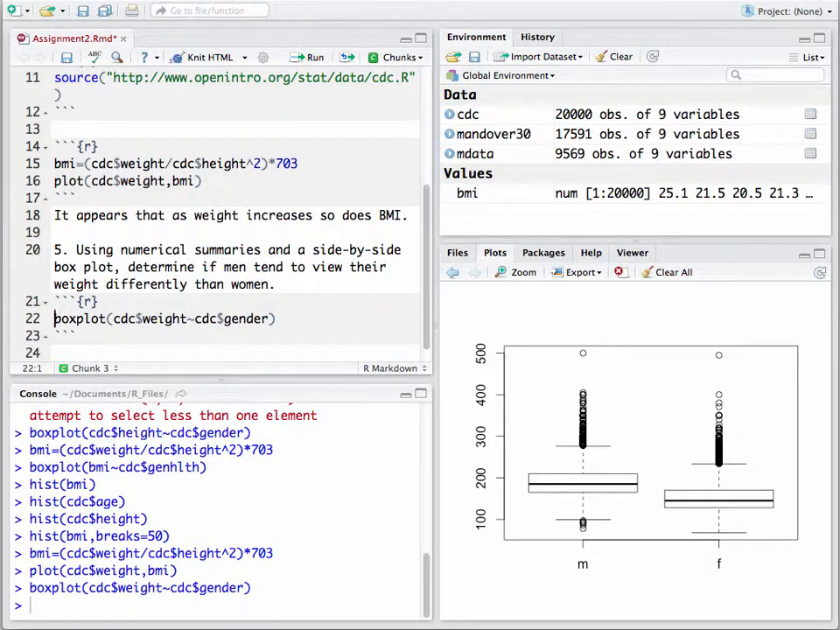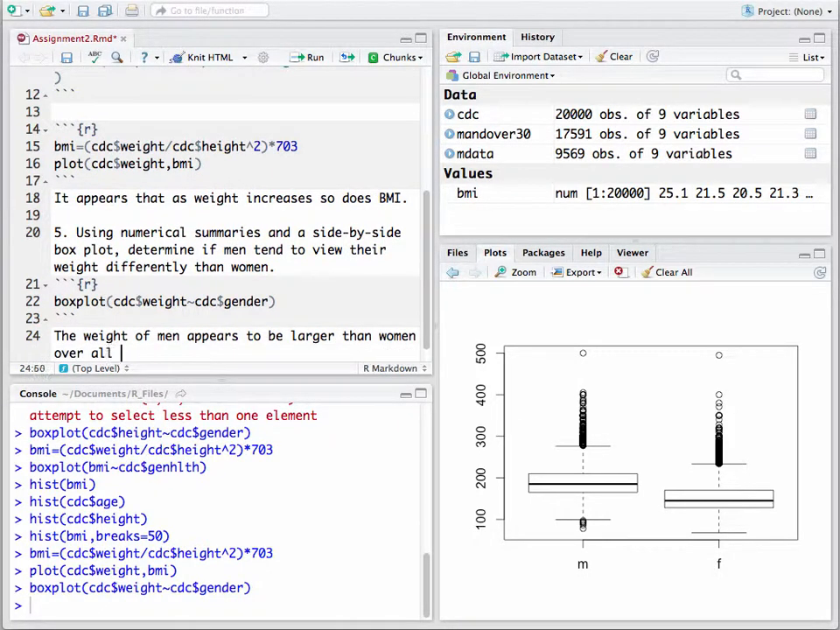And there we go. We have side-by-side comparative box plots, and yes, it looks like there definitely is a difference in the weight of men versus women. Okay, so down here we can say the weight of men appears to be larger than women overall. Duh. All right. Okay, cool. So that takes care of number 5.